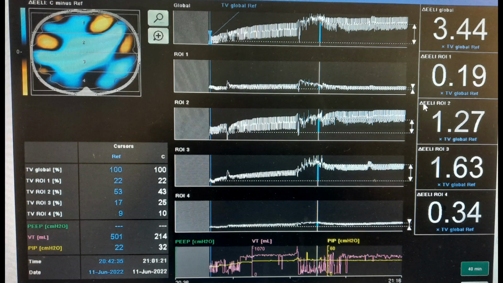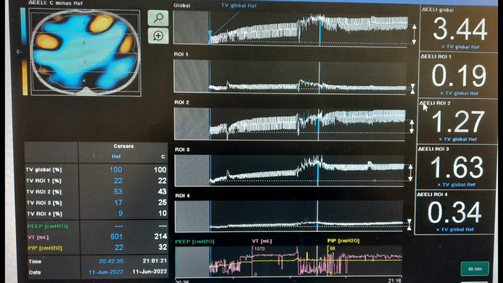With the electrical impedance tomography, we're also able to measure the changes in the functional residual capacity. On the right of your screen, you see on the top 3.44. This is an impedance value. Volume equals impedance. Therefore, these positive impedance values lets us know that we're increasing the functional residual capacity. If you multiply each of these impedance values by the reference tidal volume, which is below at 501 mLs, you're able to translate these impedance values into actual milliliters.